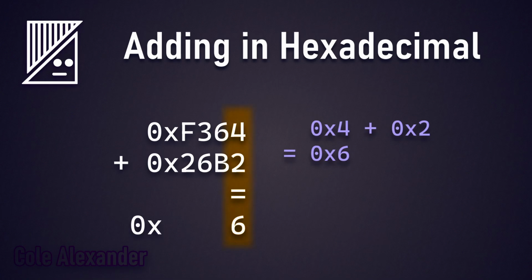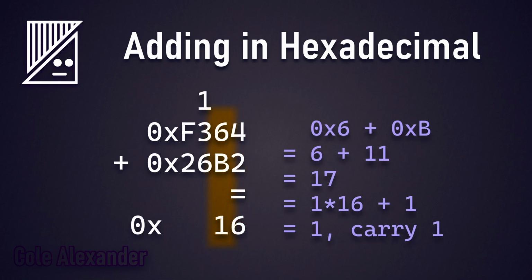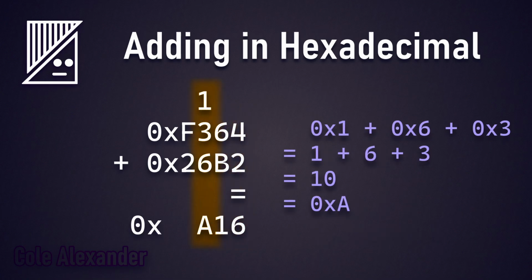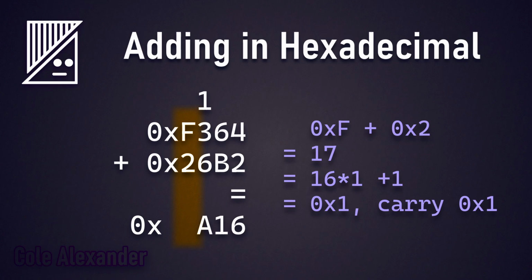Remembering the values of the letters, any result 9 or less can simply be written down as normal. If the result is 10, we replace it with an A, 11 with B, and so on. If the result is 16 or greater, we subtract 16 and carry a 1. And you can repeat this process for every more significant digit.